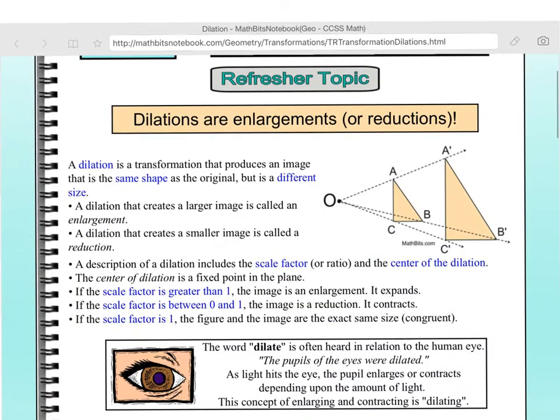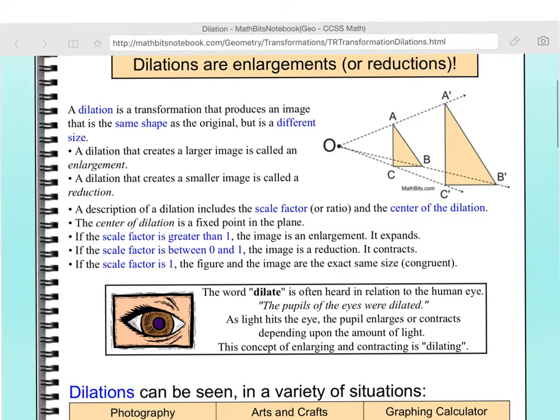A dilation is a transformation that produces an image that is the same shape as the original but is a different size. So you can see in the diagram that we have the pre-image and then we have the image, which is a different size. In this case it is bigger. So we can see the image here is bigger, so this is an enlargement of the original shape ABC.